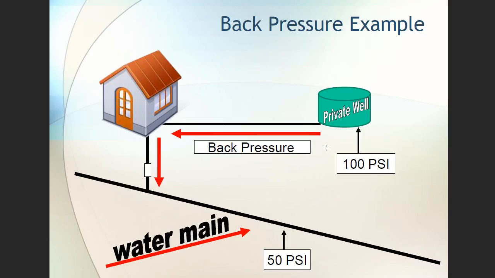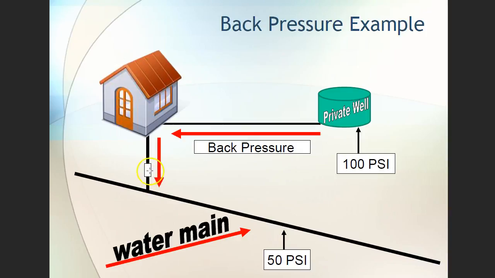Here's an example of back pressure, and this is technically illegal, but you see this kind of thing happen all the time. This residence has a private well. Their private well is pumping at 100 psi, pounds per square inch, going into the house. Now, they're also tied in to the community or a water utility with a supply coming in at 50 pounds per square inch. So the water from the well, and who knows how pure that aquifer is, goes through the house and actually goes back out into the main system, potentially contaminating it.